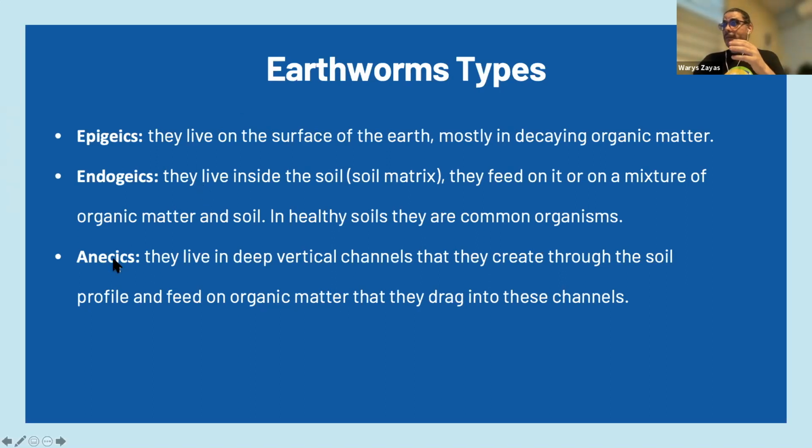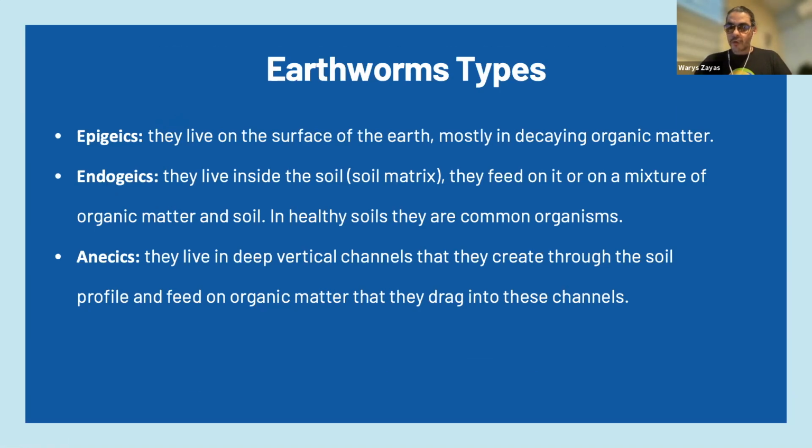Another thing is that down here in Puerto Rico, some friends texted me asking about starting to farm. They tell me, I'm trying to produce vermicompost, but the worms escape from the beds or the containers. And one of the reasons is that they are using the wrong worm. They are using endogeics instead of epigeics worms, right?